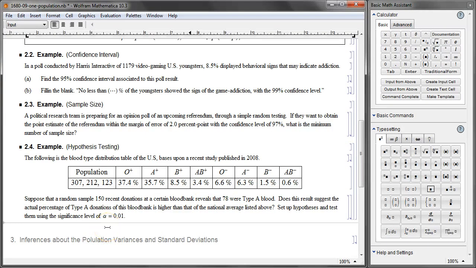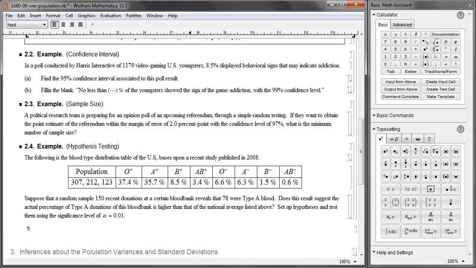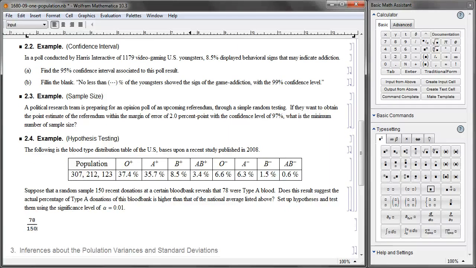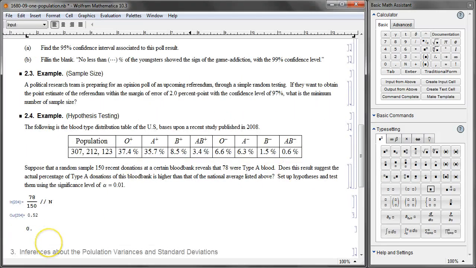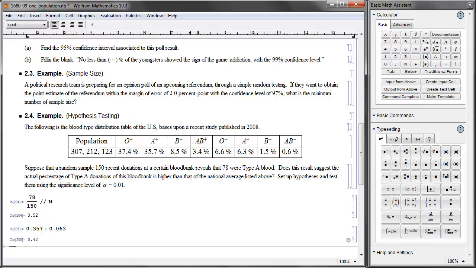Well, let's see, we have two competing proportions, 78 over 150, and that's going to be 0.52, 52%. And also from this table, we get 42% actually. We have type A Rh positive, which is 35.7%, and Rh negative A is 6.3%. Add them up, we have 42%.